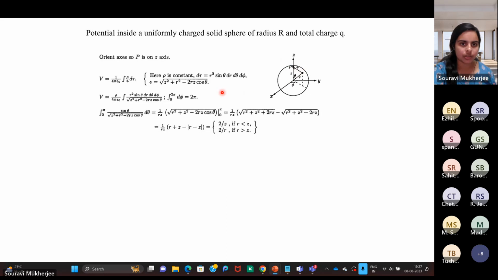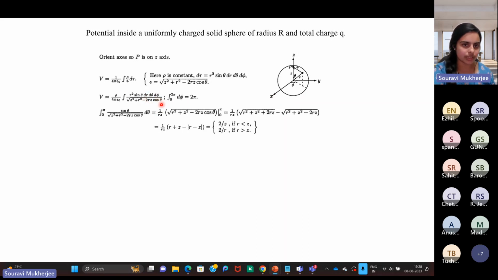You have considered some volume element at this point, which is at a radial distance of r, with angles theta and phi. This is the volume element of charge that you're considering, and you're considering the field at point P. Then you integrate over the entire sphere. Now your d tau element is given as r square sine theta d theta d phi dr. This is the volume element for spherical polar coordinates. Phi has an integration from 0 to 2 pi, and there is no phi dependence otherwise, so you can take that integration outside.